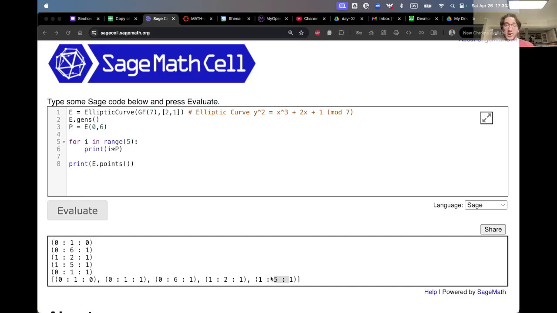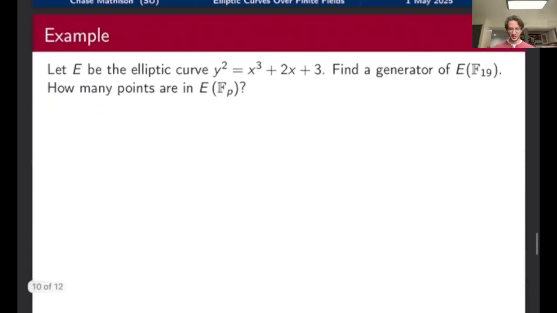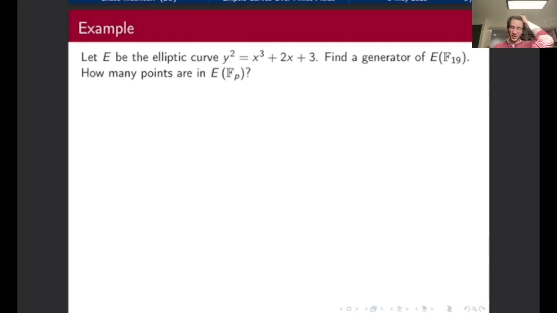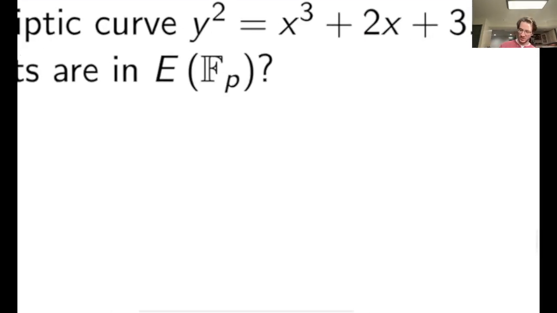Okay. Now let's talk about adding points on the elliptic curve E(F_p) for certain primes. Okay, so if I go back into the notes, let's let E be this elliptic curve y squared equals x cubed plus 2x plus 3. We want to find a generator of the elliptic curve over F19, and then we want to know how many points are in E(F19). Sorry, that should be a 19 right there. p is 19 for us for this problem.